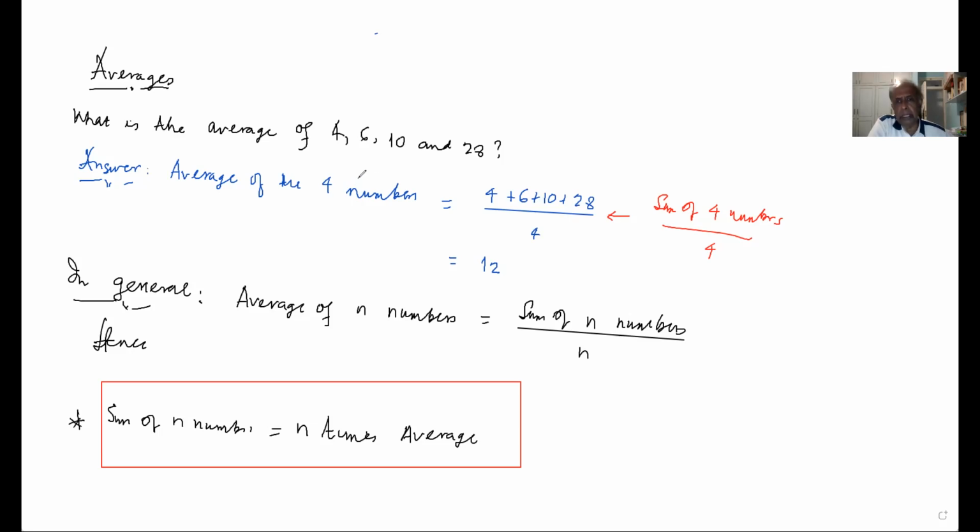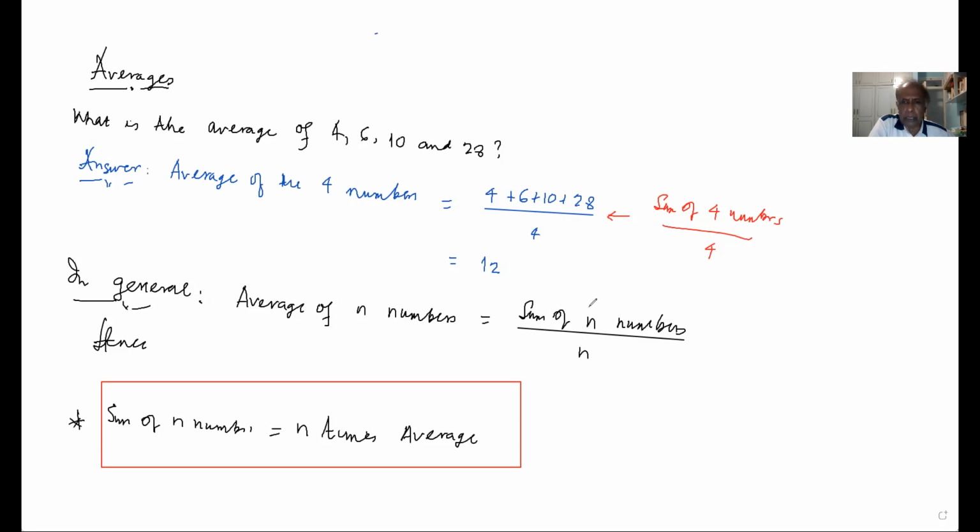So what is important here is that the average of the 4 numbers is the sum of the 4 numbers divided by 4, right? So in general, if you had not necessarily 4 numbers, if you had n numbers, then the average of the n numbers is equal to the sum of all the n numbers divided by n. And you'll always divide by the number of numbers.